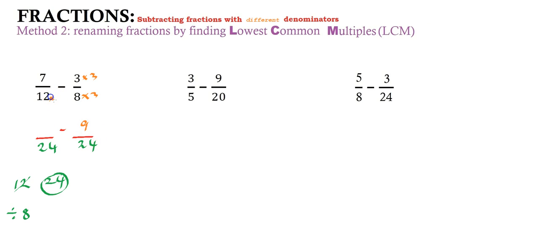And to get from 12 to 24, I times by 2. So I've got to times the numerator by 2, and that's 14. And now I can complete the problem. I know I'm dealing with 24ths. 14 minus 9 is 5. Completed. Let's try this one over here.